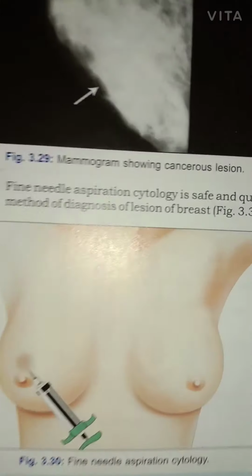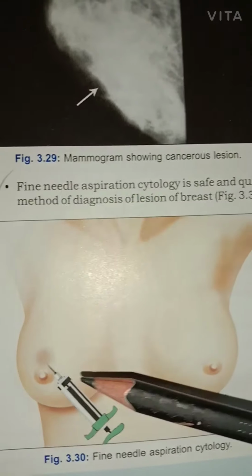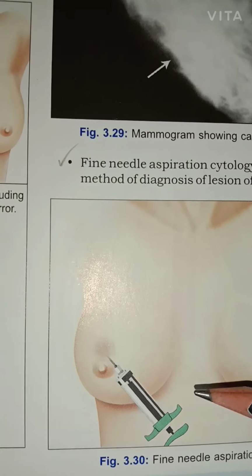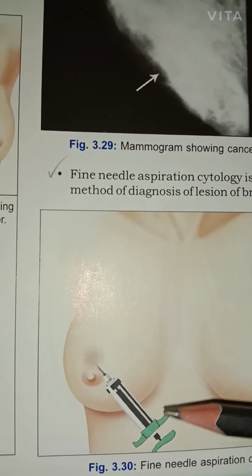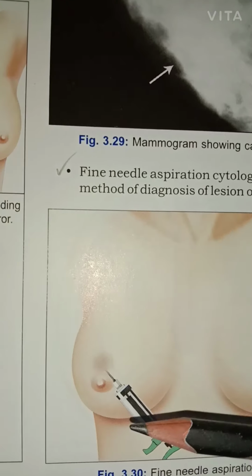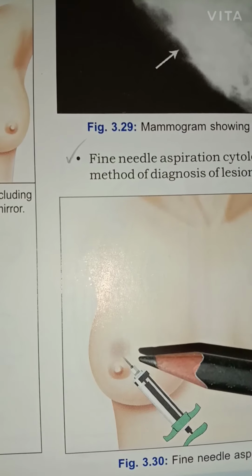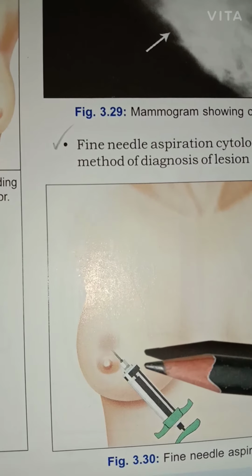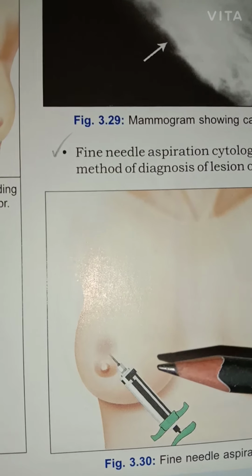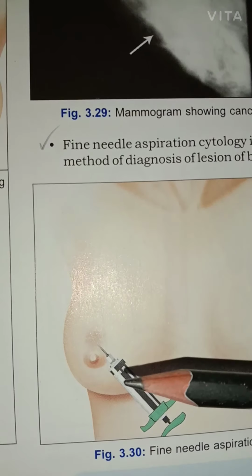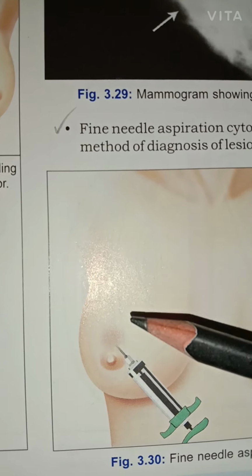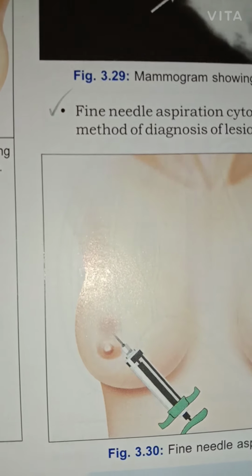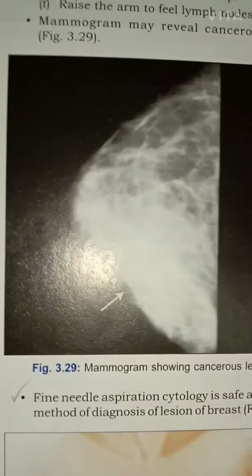Then there is FNAC. In this diagram you can see fine needle aspiration cytology. It is a safe and quick method of diagnosis of lesions of the breast. If a cancerous cell, abscess or any other infection is present, you can do FNAC, meaning fine needle aspiration cytology, and the sample is sent for histopathological examination, so that the breast disease can be easily identified.